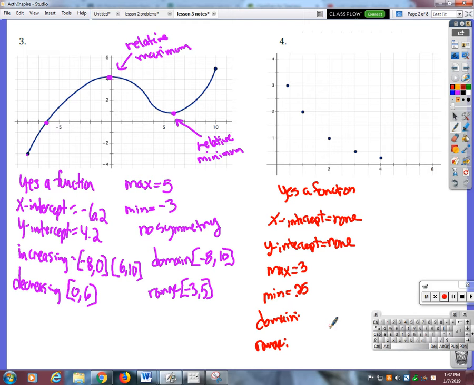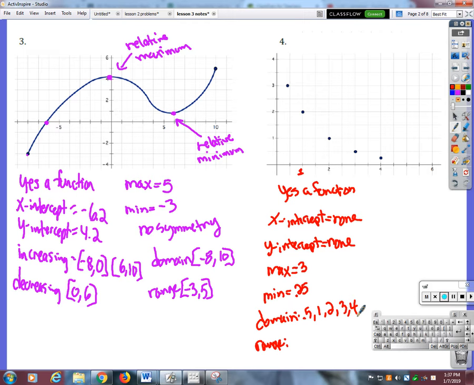Well, 1 is right. 0.5. 1. Yeah. Nice job. 2, and then 3 and 4.